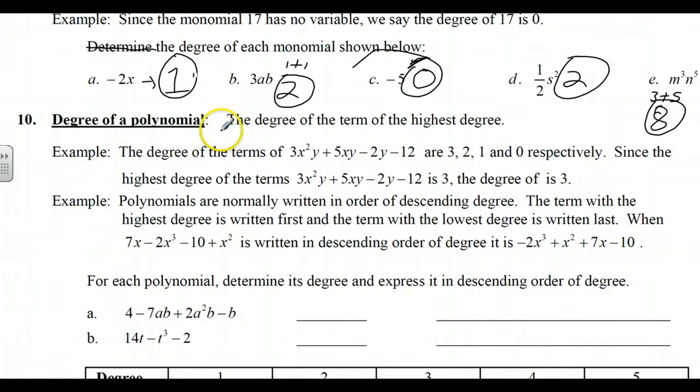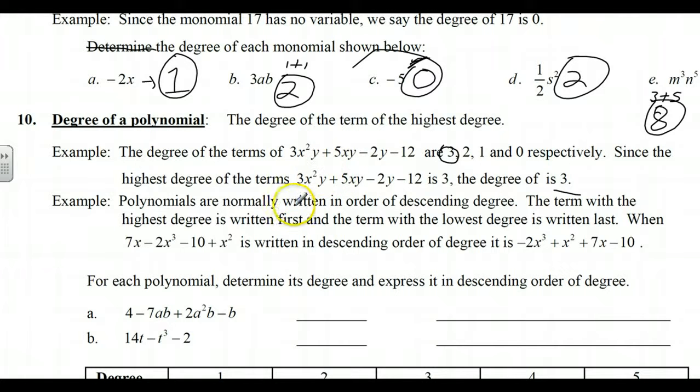The degree of a polynomial is the degree of the term of the highest degree. So we're going to have different terms, different monomials, each of which has a degree. This is a term of degree 3, degree 2, degree 1, degree 0. And we want the degree of the term of highest degree, so it'll be degree 3. So this polynomial is of degree 3.